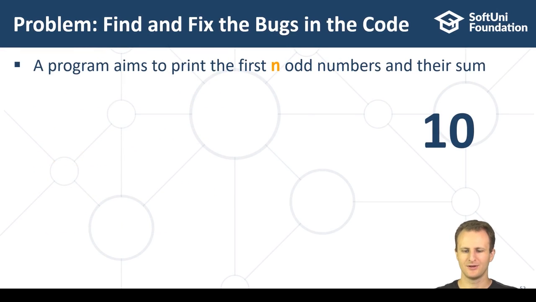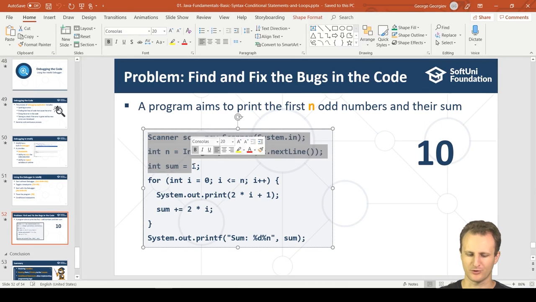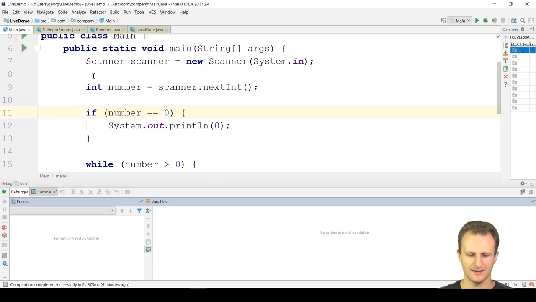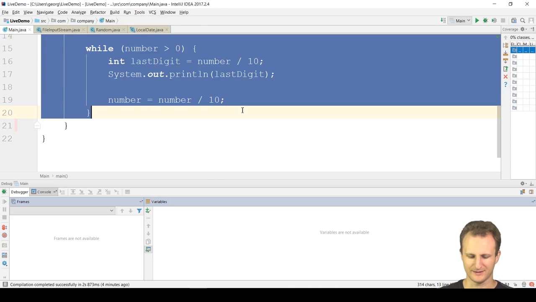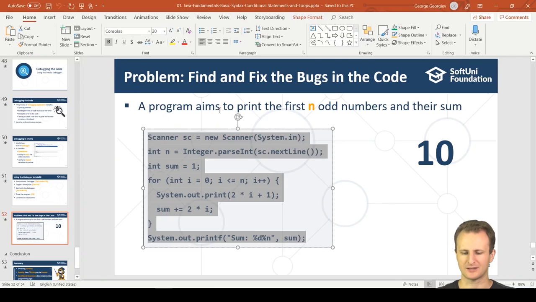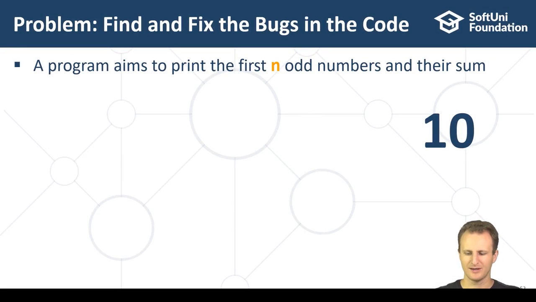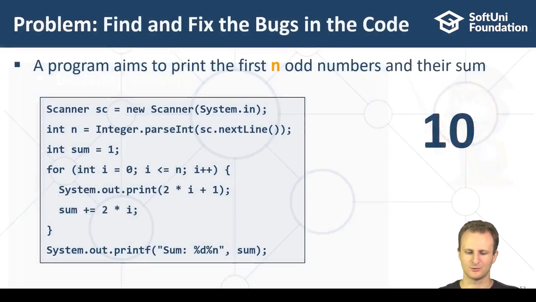Okay, so let's examine this program and find what the bugs in it are. I'll copy the program and I'll paste it into my main method. And I'll try to find what causes this program to run incorrectly. Now, what's the point of this program? Well, it should find the first n odd numbers and print their sum. So this is the task which we were solving a while back. Okay, so what does it do? Well, let's try some input for this program and see what it doesn't do correctly.